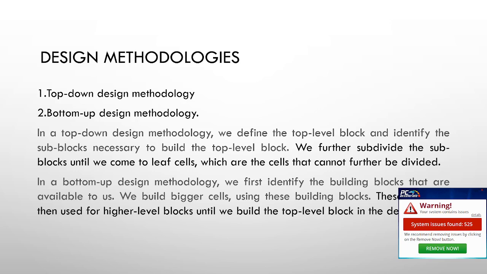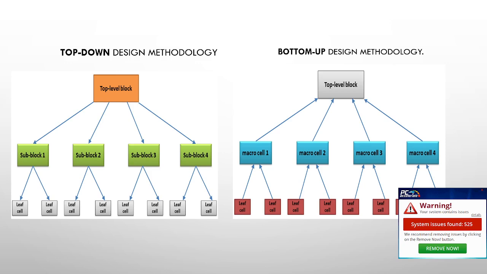And the entire vice versa is bottom up. That means we will group the leaf cells and build the sub blocks, and then we'll build the top block. This is about the top down design methodology and the bottom up design methodology. This is the pictorial representation of this methodology. If you see here, the top block is further divided into sub blocks and then leaf cells.